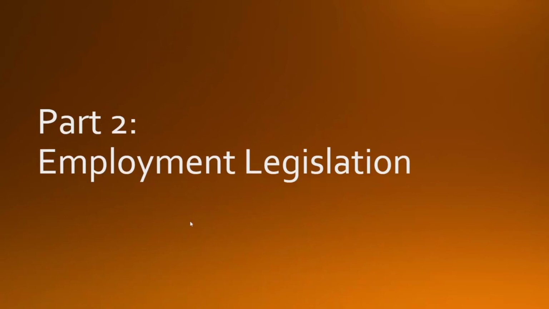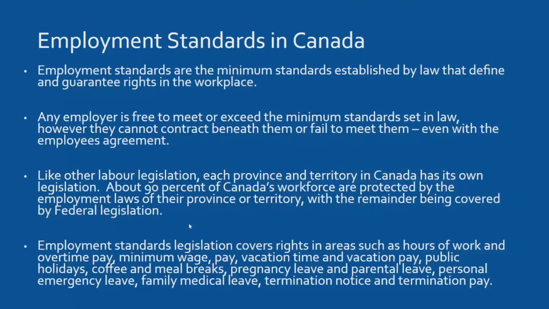The second section really looked at employment legislation. Here we're looking at employment standards. Now there's employment standards in Canada and employment standards in each of the provinces. So we looked at Canada and Newfoundland here. In terms of Canada at the national level, if you're a federally regulated employer, employment standards are the minimum standards established by law that define a guaranteed right in the workplace. All employers are free to meet or exceed the minimum standards. However, they cannot contract beneath the minimum standards.